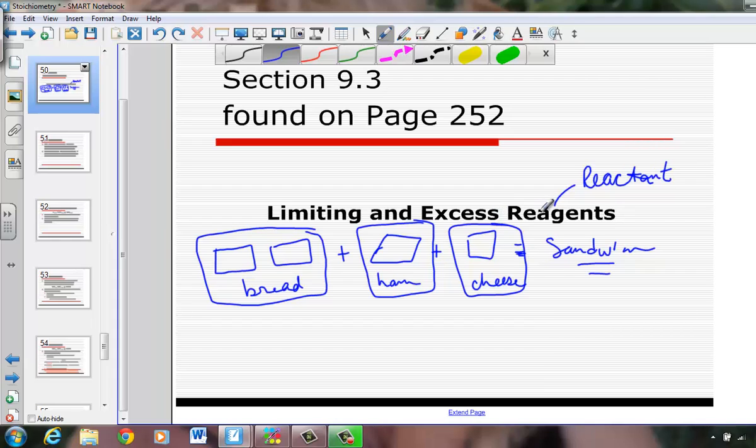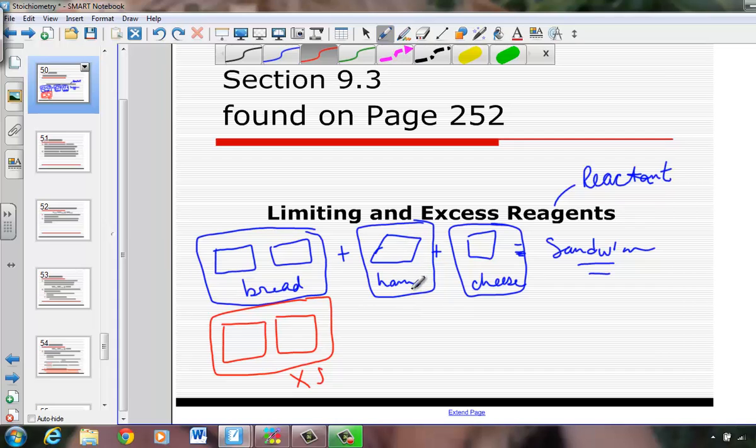If I were to run any of these experiments with other than this perfect recipe, I set up the two terms limiting and excess reagents. Let's suppose, for instance, instead of 2 slices of bread, I take out 4 slices of bread, doubling the quantity, but I limit the amount of ham and cheese. The bread would be in excess amounts. Heck, I could even place another piece of ham on the table, but as long as I keep the cheese in the same quantity, I cannot follow my recipe exactly to make my ideal sandwich. The cheese becomes a limiting reagent.